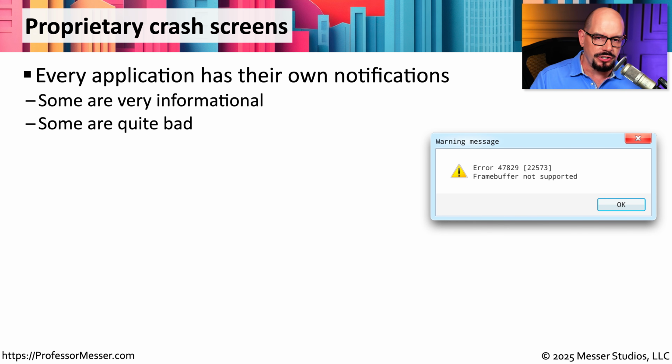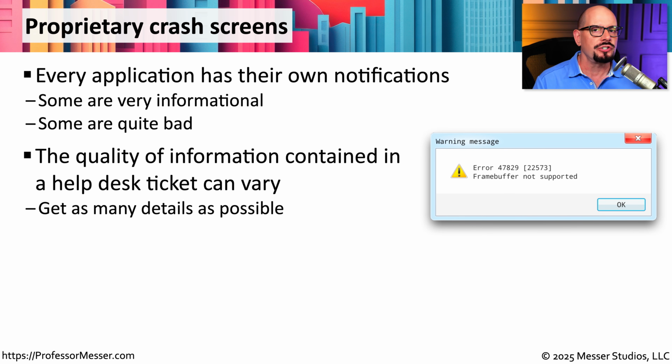For example, an error message of error 47829 and in brackets 22573 and a message saying frame buffer not supported doesn't tell you exactly what may have caused this problem or where to go to help resolve it. You as the technician need to make sure that you document as much of this information as possible. And although you don't understand exactly what error 47829 happens to mean, the manufacturer of the application may know exactly what's causing this problem, so providing them with this level of detail may help resolve this problem even faster.